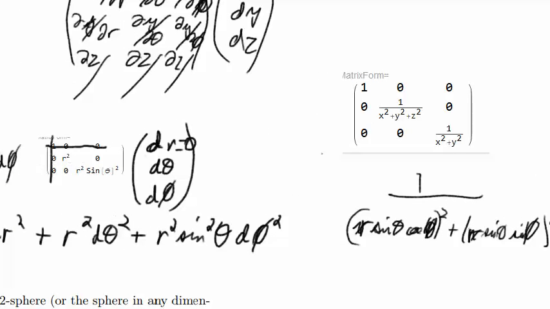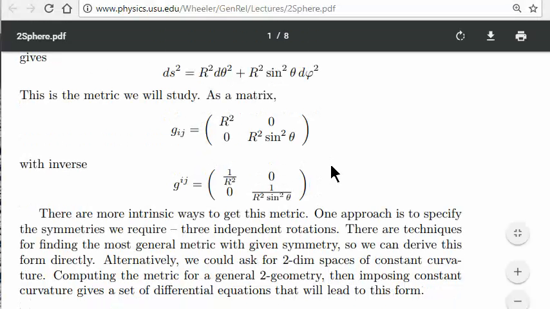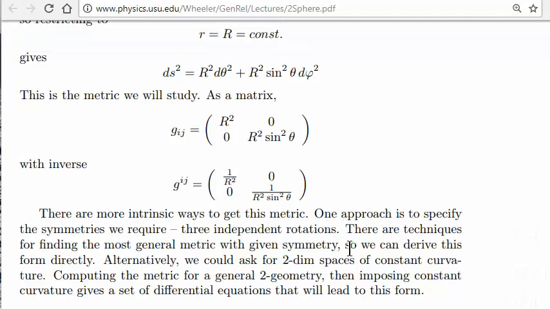Okay, so what have we done? We have essentially confirmed this thing here, that the inverse metric of this is this. So now what does Wheeler say about these two things? He says there are more intrinsic ways to get this metric. Well, let's look at what he's literally done to get this metric.